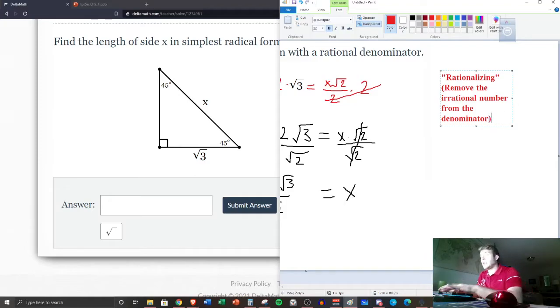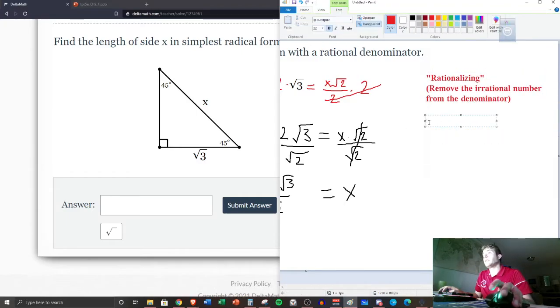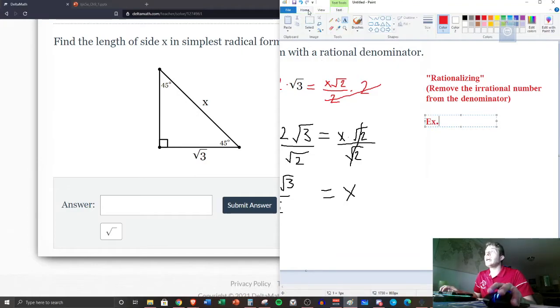Okay. That's what rationalizing means. So I'm going to give an example, so add this to your notes. Example: let's say that we had a fraction that looked like this, just something simple, 1 over the square root of 2. So this would be an irrational number in the denominator.